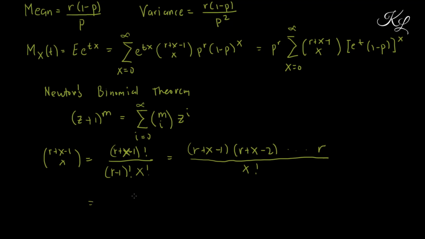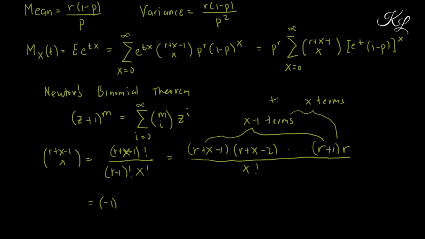Now I want to multiply each term by negative 1, and we can do that by first multiplying negative 1 for each term, so we need to count the number of terms here. To make it clear, before r we have r plus 1, then minus 1, minus 1 until r. This whole term has x minus 1 terms, because if we count from r plus 1 until this one, we get 1, 2, 3, 4, 5 until x minus 1. So there are x minus 1 terms here, and we have another term, r. So the total is x minus 1 plus 1, which is x terms.